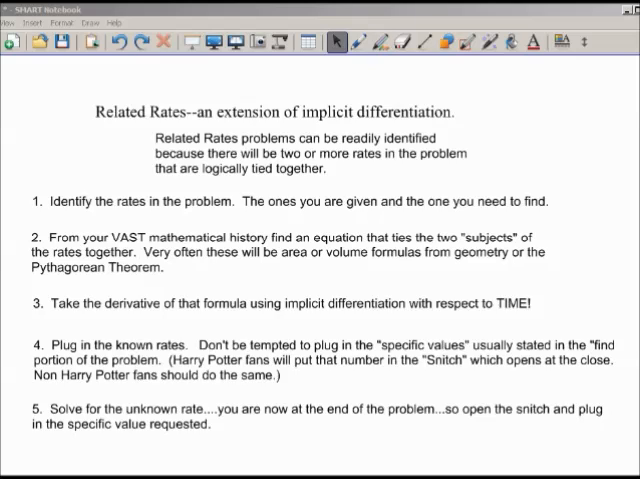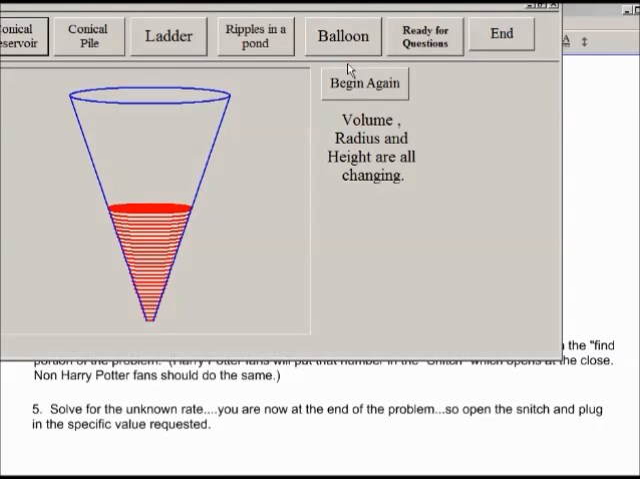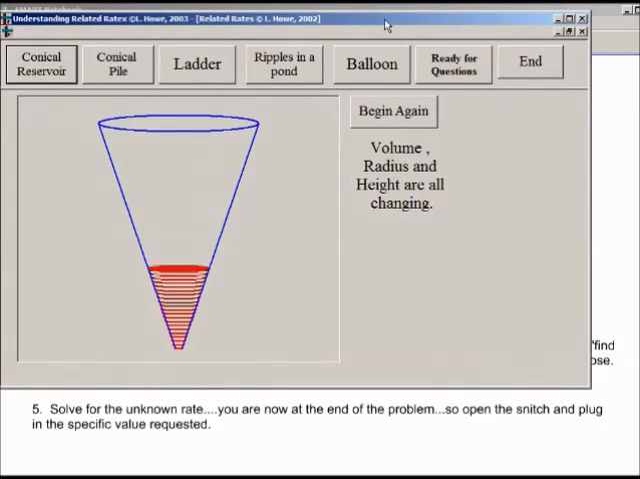Solve for the unknown rate, and then you're at the end of the problem, so then use that value that you've put off using. Now, I made a program to give the simplest introductory type problems for related rates, and you can see it right here.